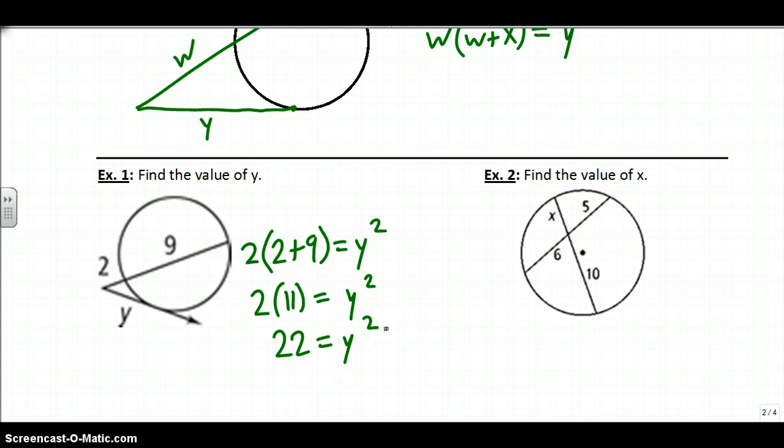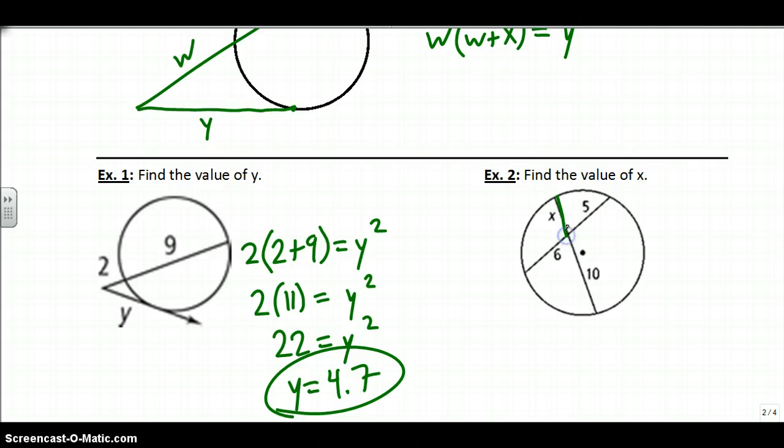Well, you have to grab your handy-dandy calculator, and you basically take the square root of 22. And your book will say round to the nearest tenth, so it's 4.7. Okay? Pretty simple. Example 2, it looks like case 1.